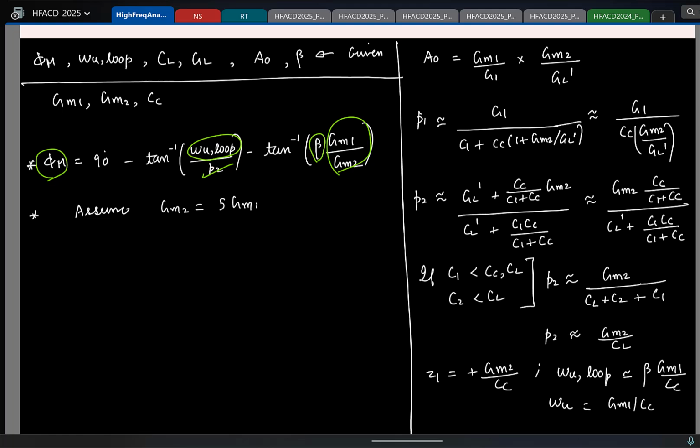Again, make sure that the choices you make are reasonable. That's where the engineer in you and the designer in you comes into the picture. Don't assume GM2 to be 10,000 times GM1. Mathematically it's fine, but it's not practical. Okay, so now you know P2, and what is P2 approximately? GM2 by CL roughly.